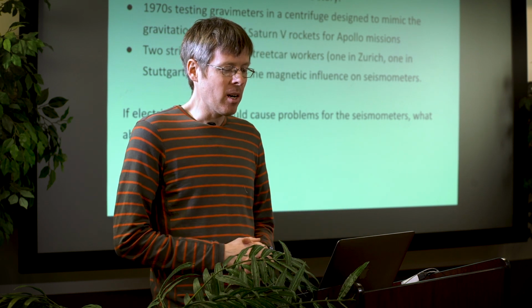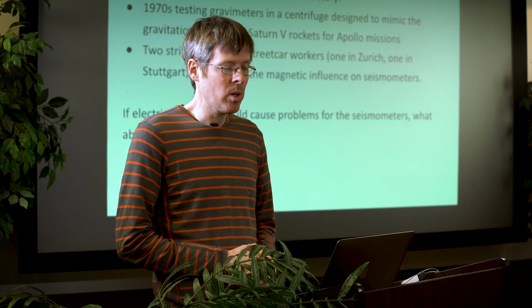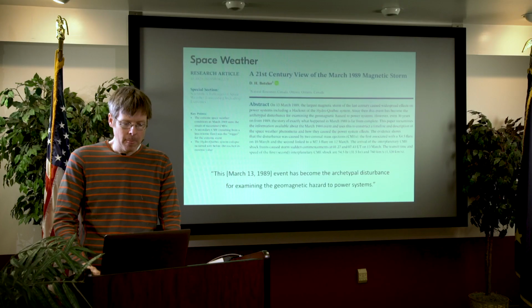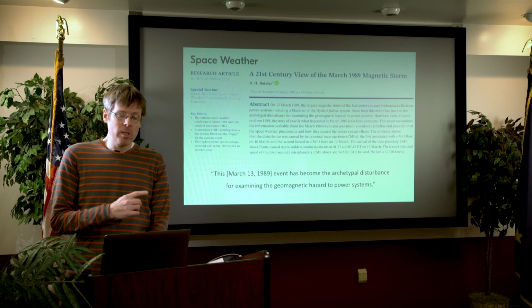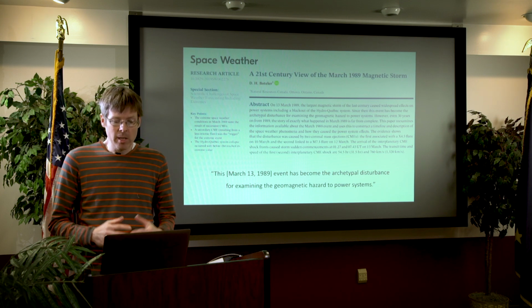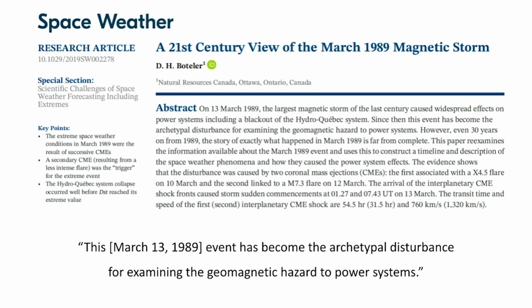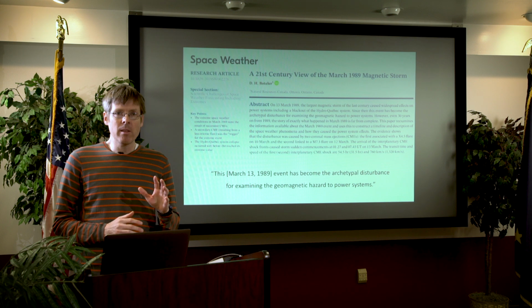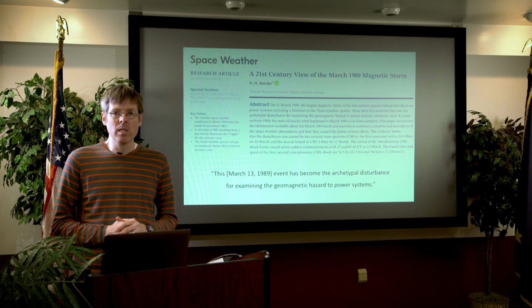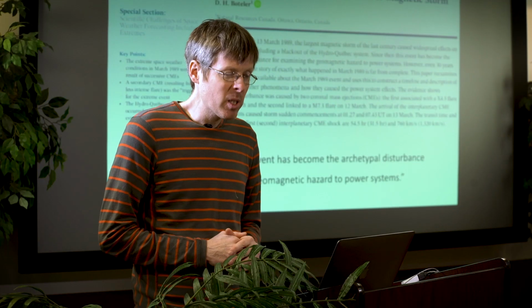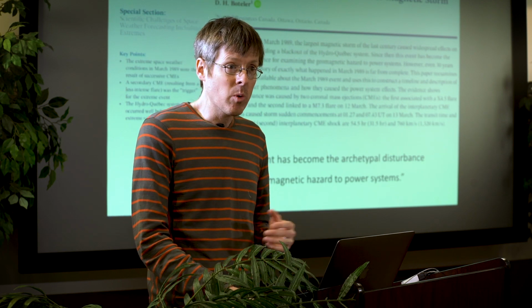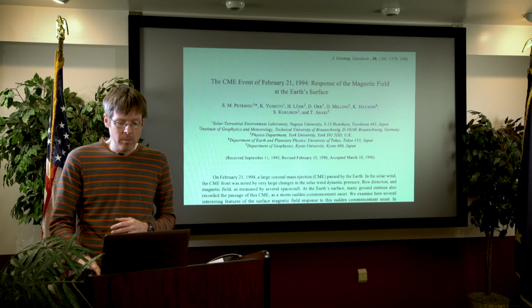So if electric streetcars could cause problems for seismometers, what about geomagnetic storms? This is one of the events mentioned in Don's section, the 1989 magnetic storm event in Canada. From the abstract, it said this event has become the archetypal disturbance for examining the geomagnetic hazard to power systems. And this is the event that started getting the attention of seismologists. Some had noticed signals appearing that they suspected were related to the magnetic storm.